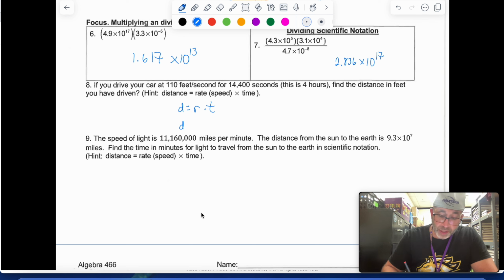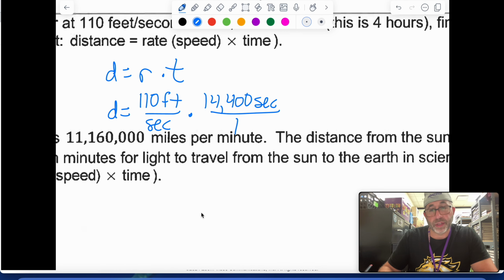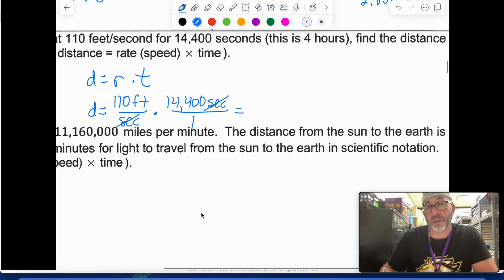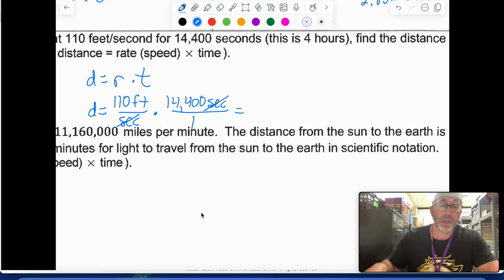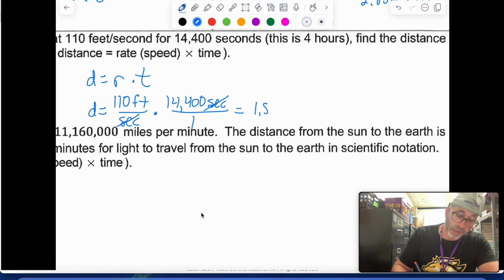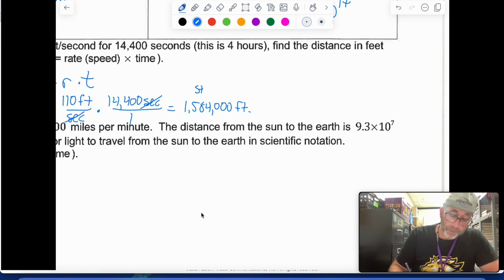When you look at what's given to us in this problem, we're talking about driving at 110 feet per second. That's our rate. And then we're going to drive this for 14,400 seconds. Okay, so that's the rate and time just being thrown in there. So when we take the seconds, we can cross those off. We're left with just feet for our units there. So we're doing 110 times 14,400. So 110 times 14,400 is going to equal 1,584,000 feet.